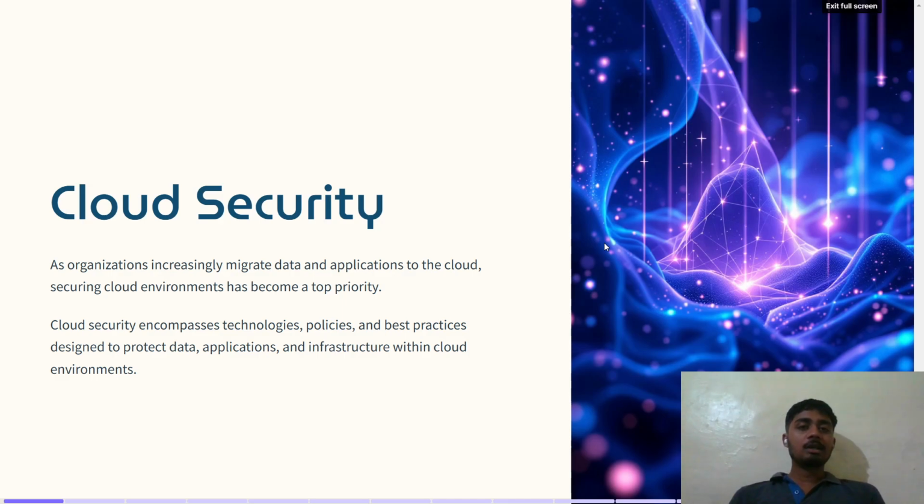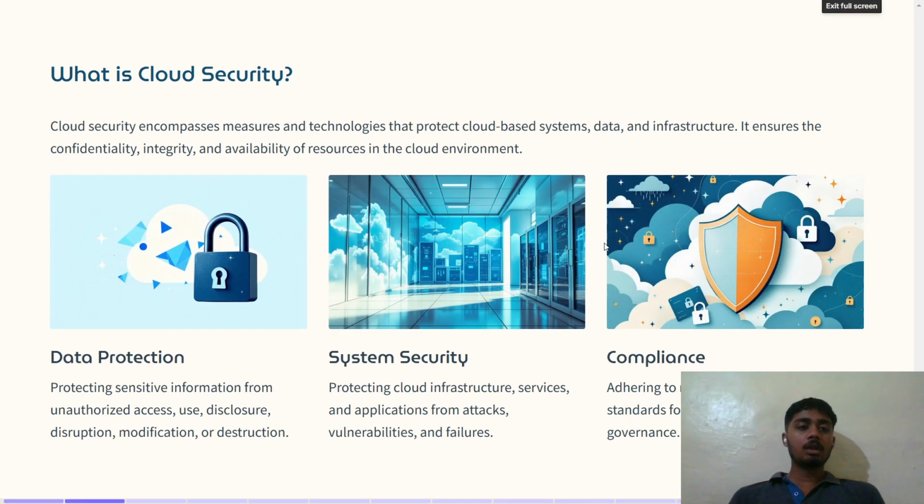Cloud security. As organizations are increasingly migrating their data and applications to the cloud, securing cloud environments is a top priority. Cloud security encompasses technologies, policies, and best practices designed to protect the data, applications, and infrastructure within cloud service environments. So, what is cloud security? It encompasses measures and technologies that protect cloud-based systems, data, and infrastructure. It also ensures the confidentiality, integrity, and availability of resources in the cloud environment.